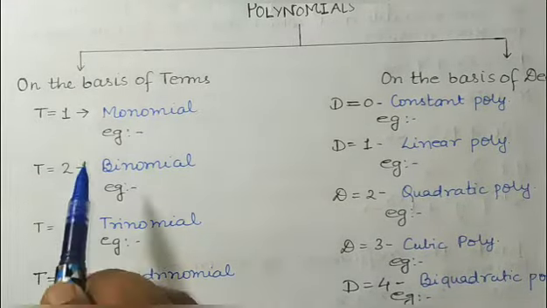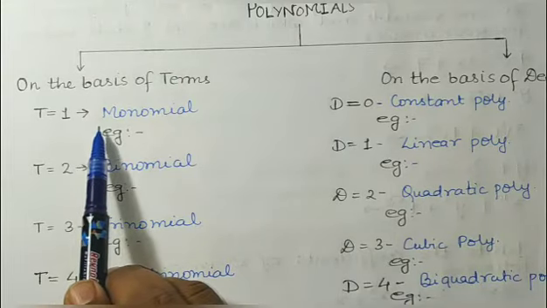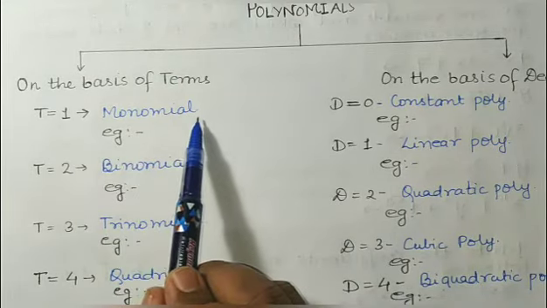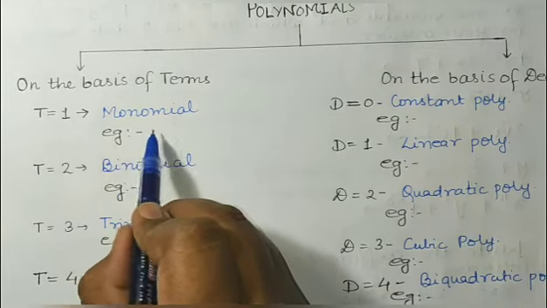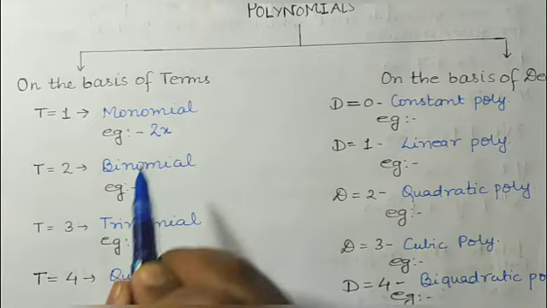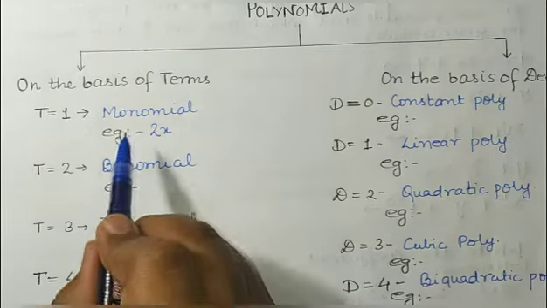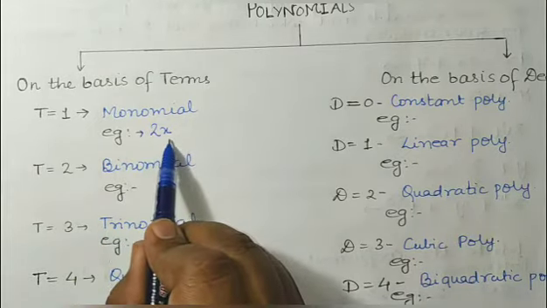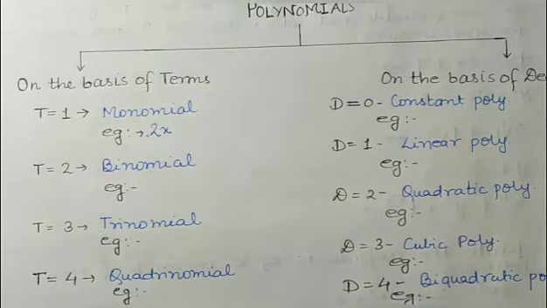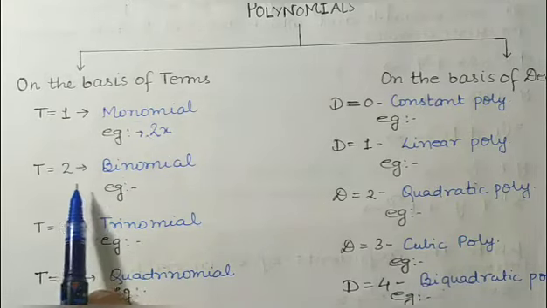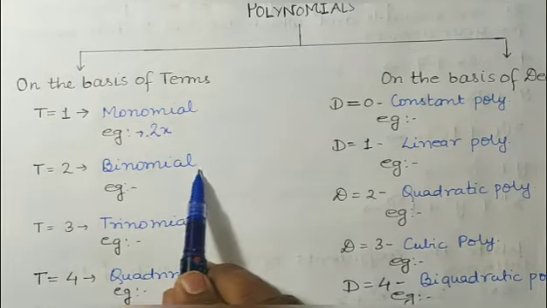Like students, if the number of terms is 1, that polynomial will be known as a monomial. Like if we write 2x, this polynomial 2x has only one term, so it will be a monomial. If the polynomial has two terms, it will be known as a binomial.